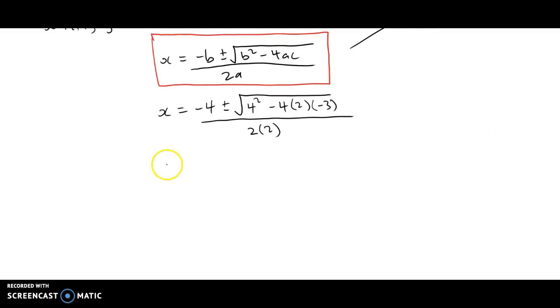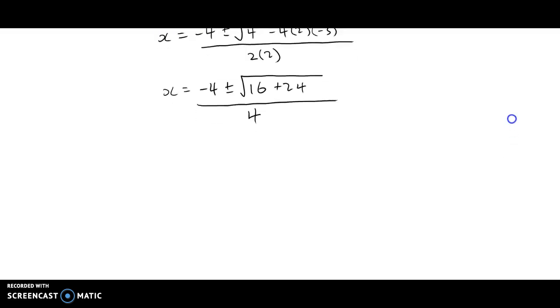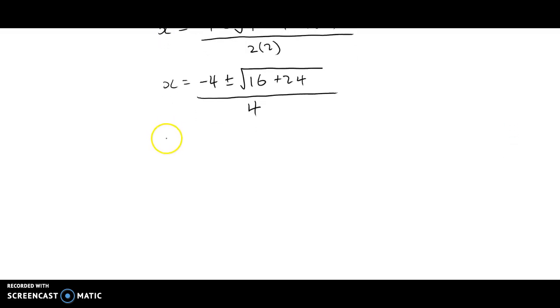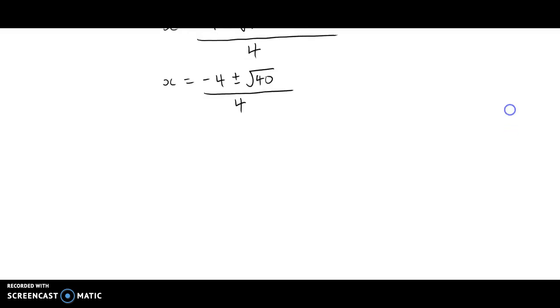Now let's keep going with this. We'll get x equals minus 4 plus minus the square root of 16 minus 4 times 2 will give us minus 8 times minus 3 will give us plus 24. So 16 plus 24, all over 4. Now if we keep going with this, we can simplify it a little bit more. Minus 4 plus minus the square root of 40 over 4. Again, I think we can simplify this even further.